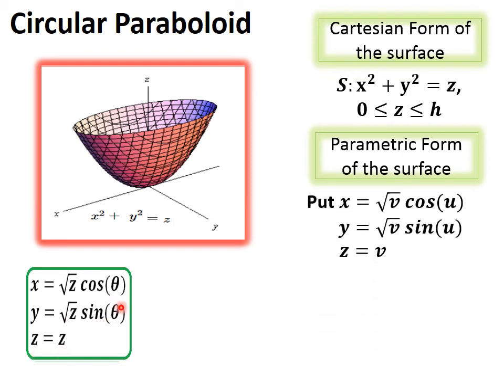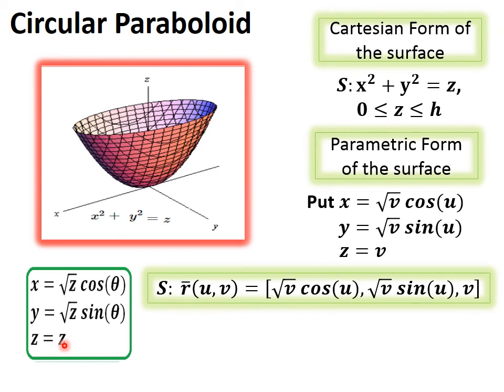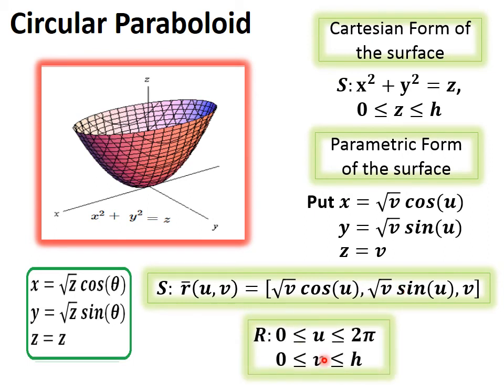Take the angle parameter theta as u, and the height parameter z as v. We get the parametric form of the circular paraboloid as r bar of u comma v equal to root v cos u i cap plus root v sin u j cap plus root v k cap. So r bar of u v is the parametric form of the circular paraboloid here. u and v vary like the ones we have discussed for the cylinder and cone.